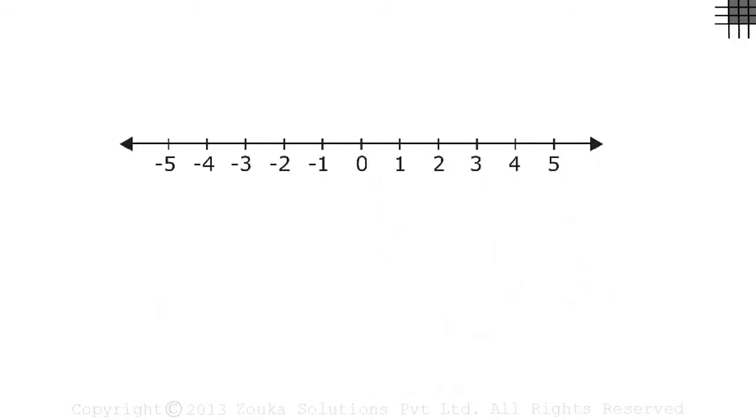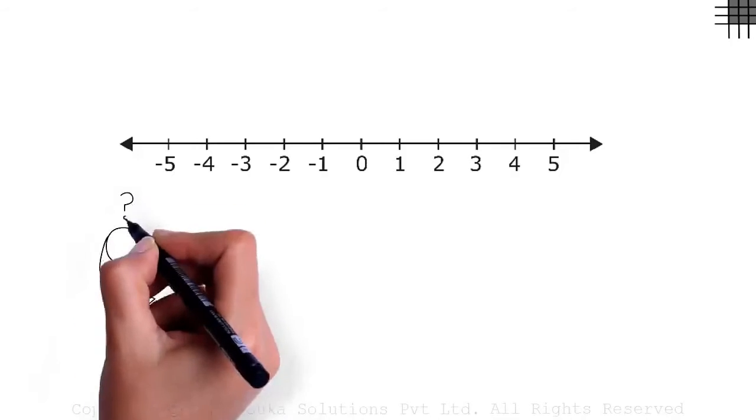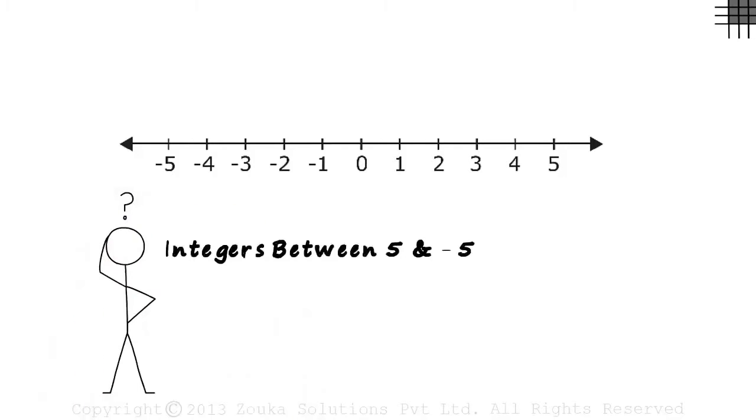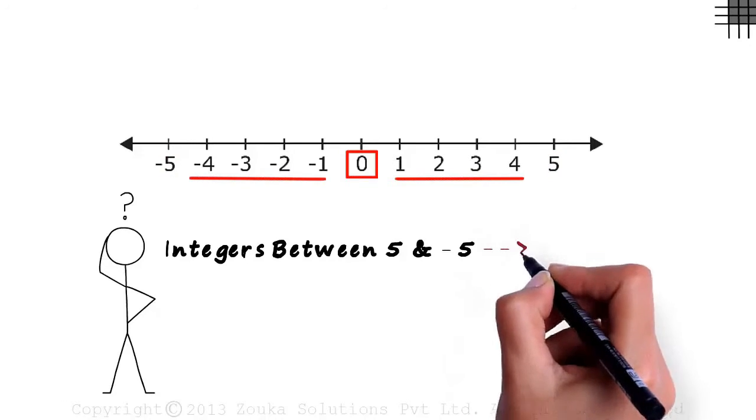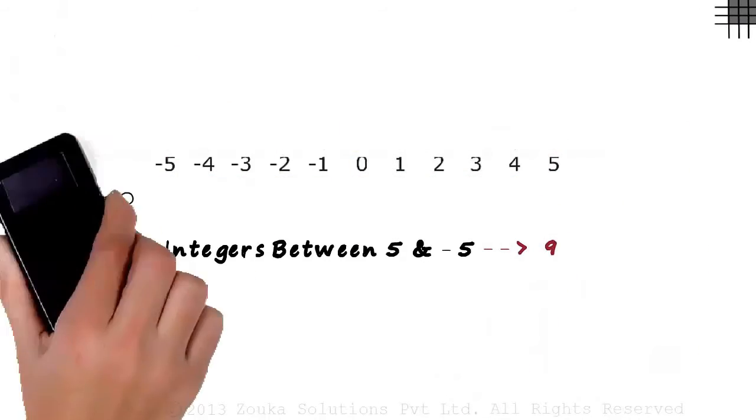Here's a number line you're familiar with. Let me ask you a question. How many integers exist between 5 and minus 5? We have 4 on the positive side, 0, and 4 on the negative side. 9 integers in all.